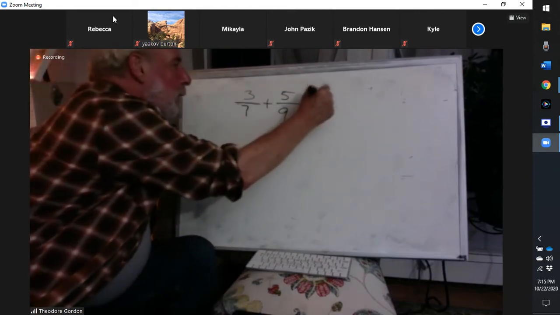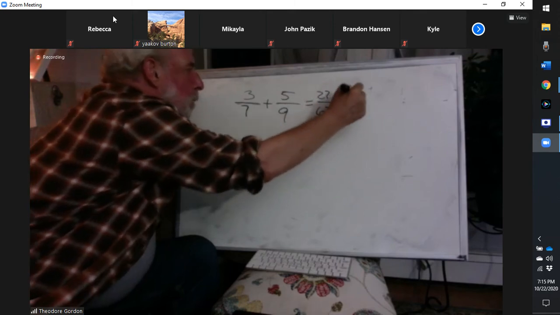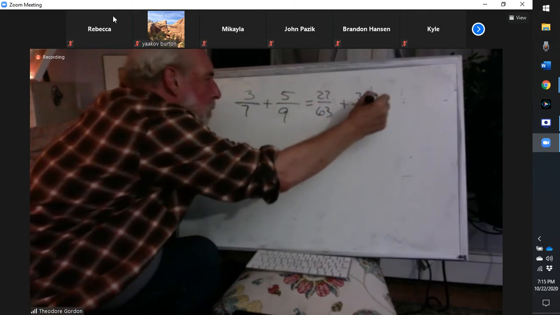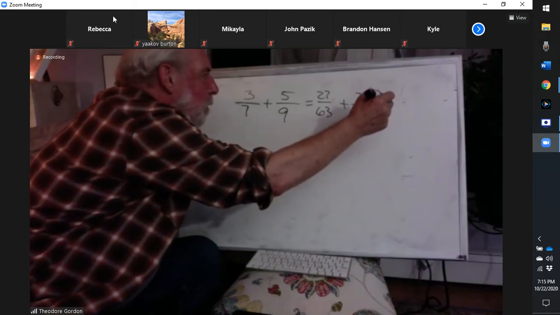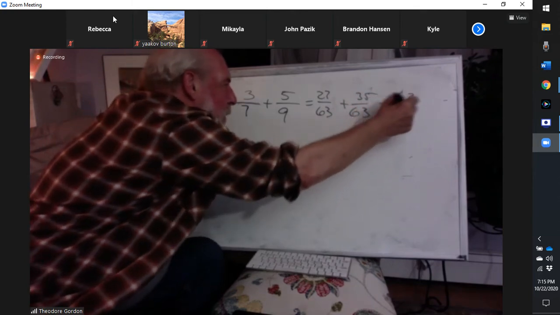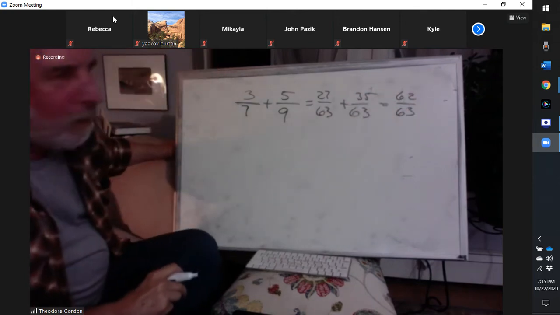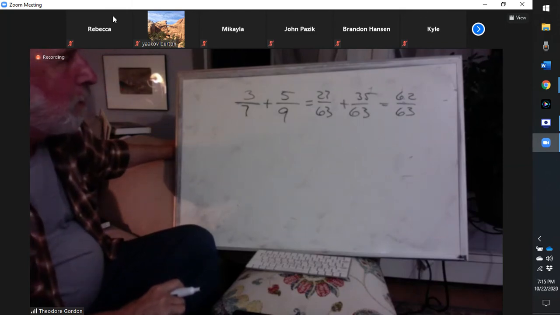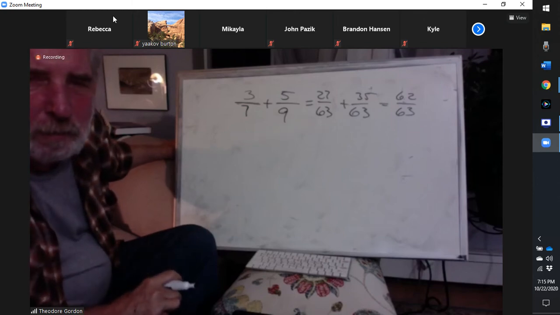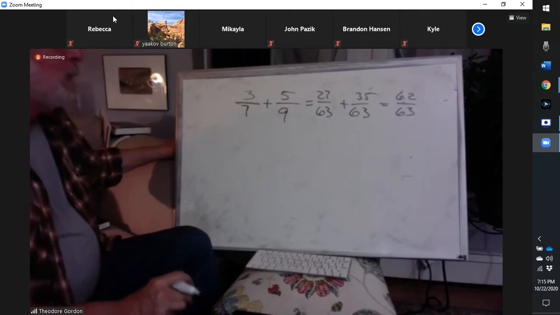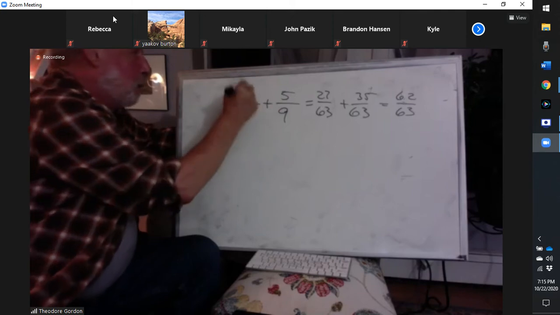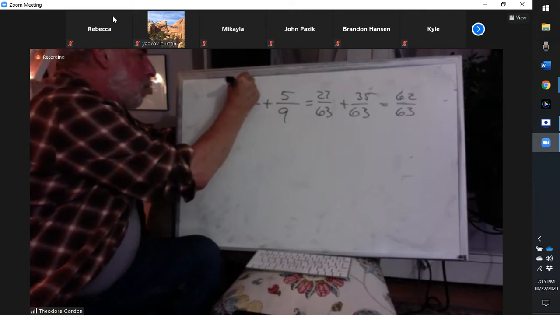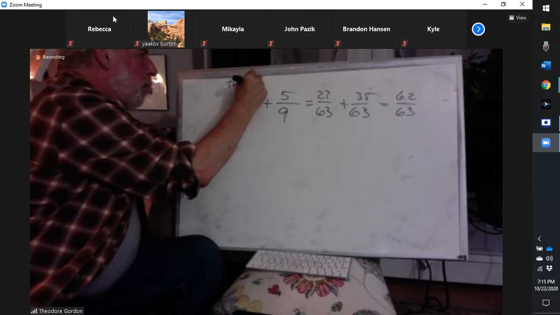So we get 27/63 plus 35/63, and that's equal to 62/63. I may have done that addition wrong. Did I do that right? Is the top 62? Yeah, I did that right, didn't I? Yes. Okay. So there's 2 fractions here. There's 2 parts. Fractions are 2 parts.